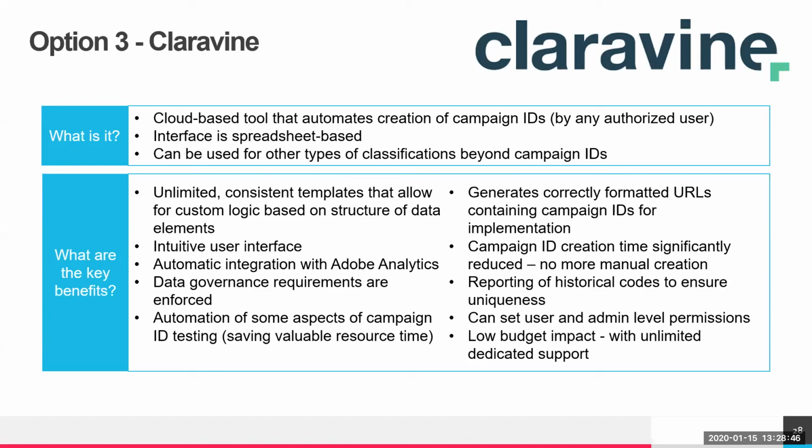Other benefits of the Claravine tool include the generation of correctly formatted URLs containing campaign IDs for implementation that can be provided directly to your development team or your agency partners for implementation, the reporting of historical campaign codes to ensure uniqueness, and the ability to set access at user and admin levels.